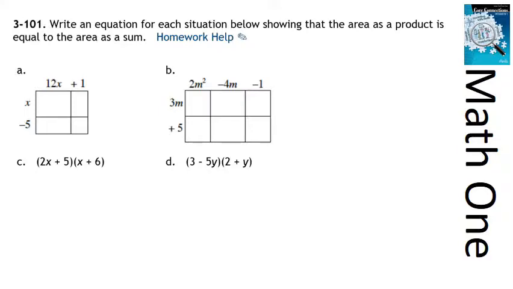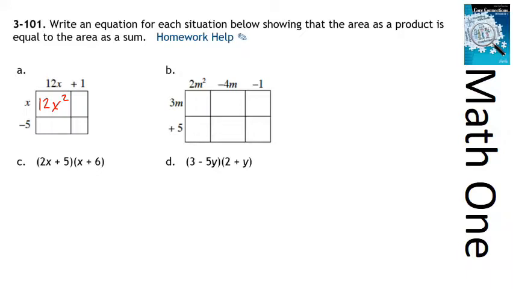Question 101, write an equation for each situation below showing that the area as a product is equal to the area as a sum. So if I look at this, there are four distinct regions, and I just need to basically multiply the column header by the row header to figure out the area of each of those regions. So for example, when I multiply 12x times x, I get that this is 12x squared.